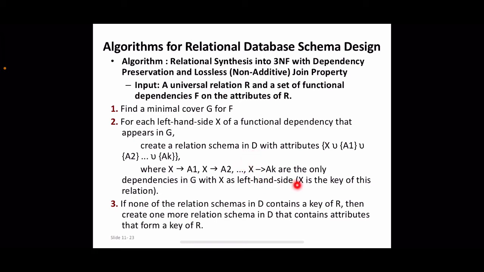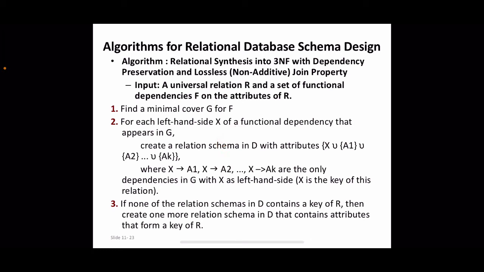And what is the key for that? X will be made the key for this relation schema, since X is the left hand side. Like this we have to repeat for each and every functional dependency. So a lot of schemas will be created after repeating this step, right?